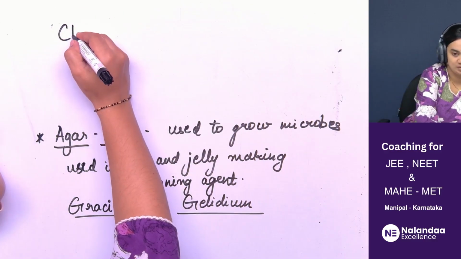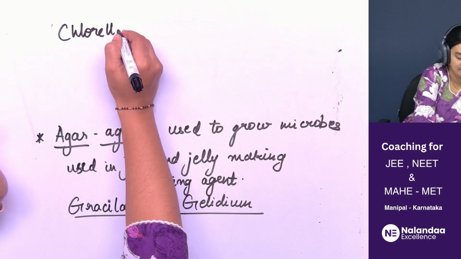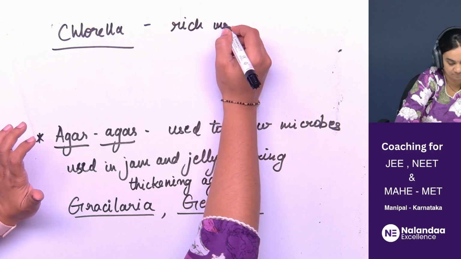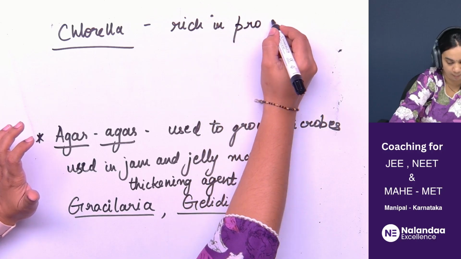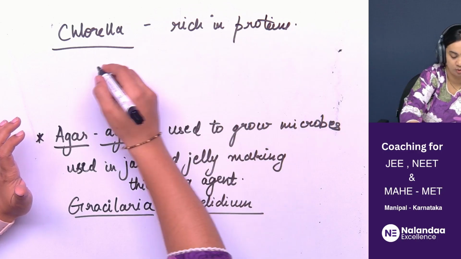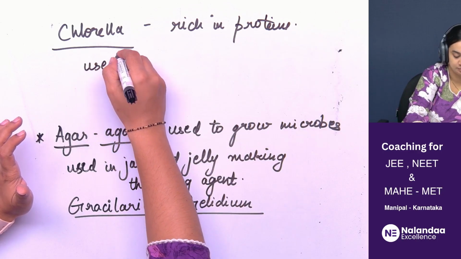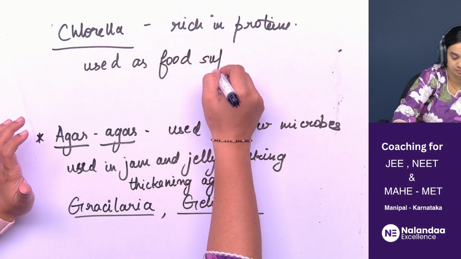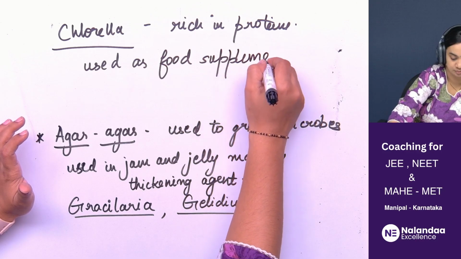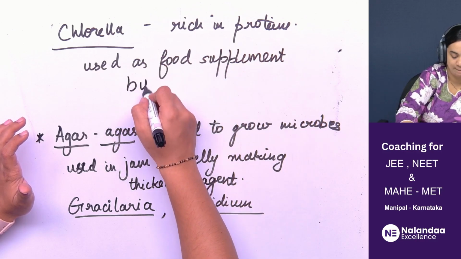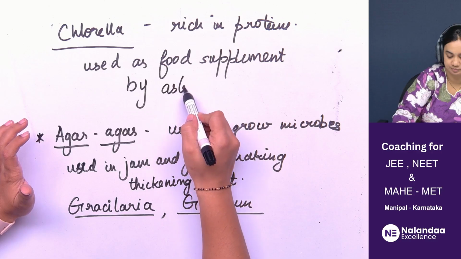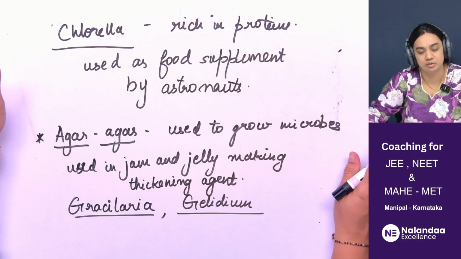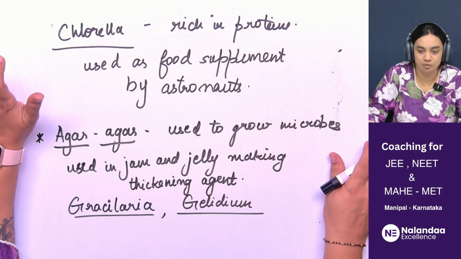Then finally, talking about this one specific algae called chlorella. Chlorella, very rich in proteins, and used as a food supplement by astronauts. Now, you know that when astronauts travel to space, they cannot carry food like us, no?